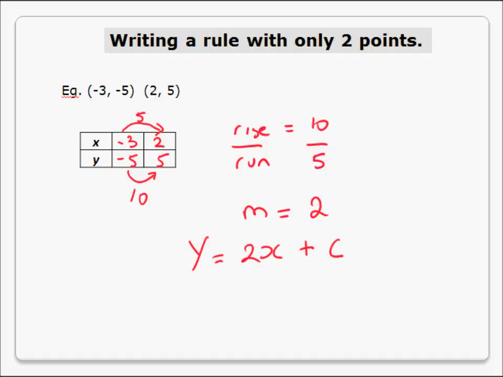Now in order to find the c, I use the gradient part. So if I went back and had a look at the 2, 5, what should be happening is when I multiply the 2 by 2, I should get an answer of 5, and I'm not. I'm getting an answer of 2 times 2 is 4. So what must be happening is I need to add an extra 1. So what you can do is just put the numbers in. The y value was 5, the x value was 2, find out what is missing, you'll find out that the c is worth 1.